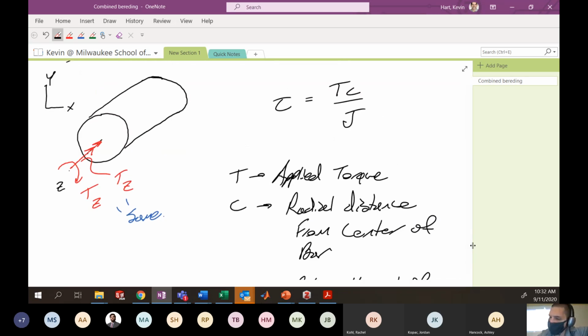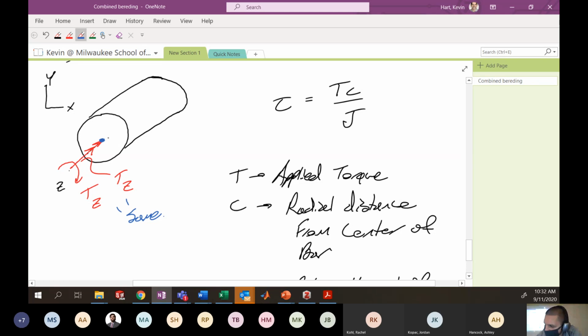Well, it's a linear distribution where if you're at the center of the bar, this variable C here would be 0. And so at the center of the bar, we have no shear stress from torsion. And then it would be maximized when C is maximized. So when C is maximized, we're at the edge of the bar, the outer edge of the bar.